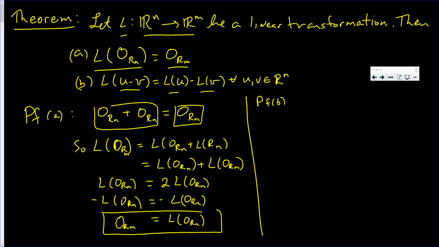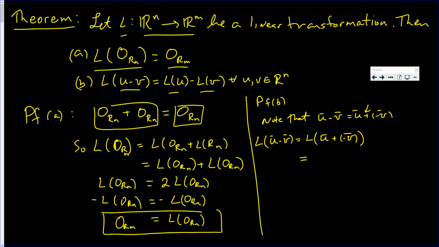Now we want to prove part B. Proof for B. Just note that u minus v is u plus negative v. And there's a reason I want a plus, and I'll show it in a moment. L of u minus v is equal to L of u plus another vector whose name just happens to be negative v.